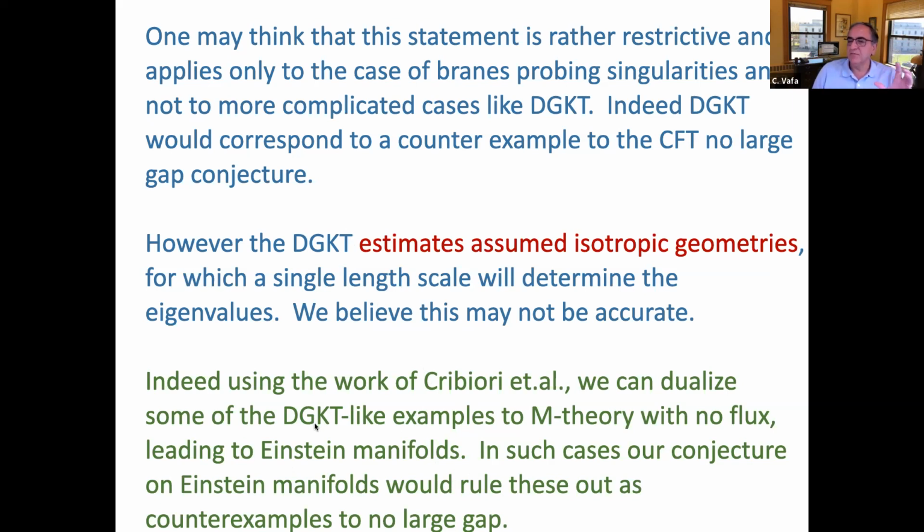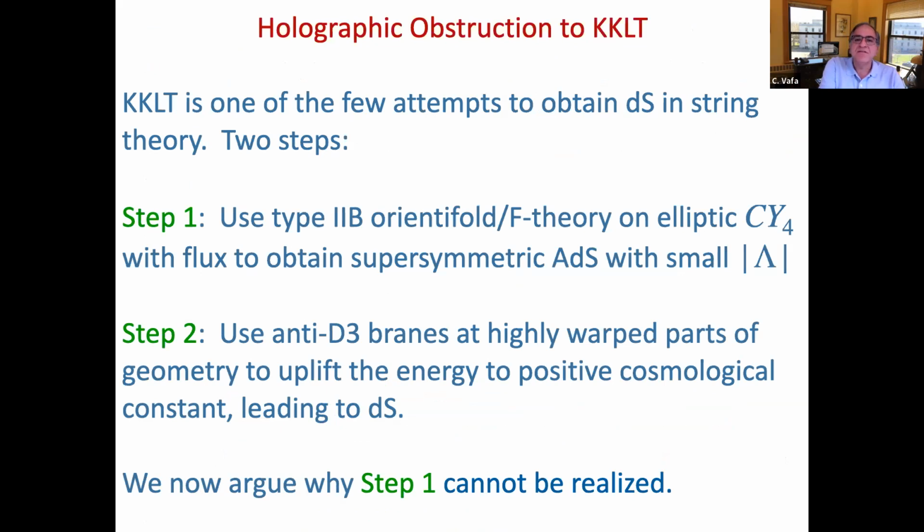So this would show that the mistake in these cases is that the geometry is sufficiently anisotropic, which has not been taken into account, so the naive estimate doesn't work for the eigenvalues. So this is roughly the first half of my talk.